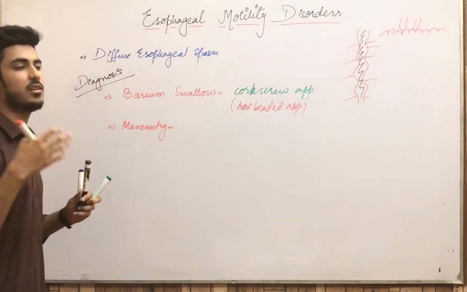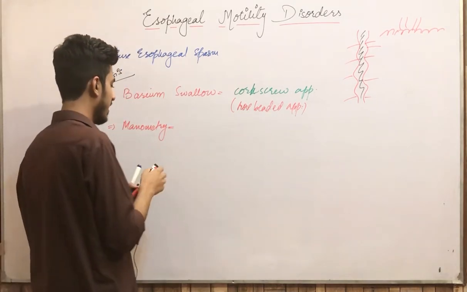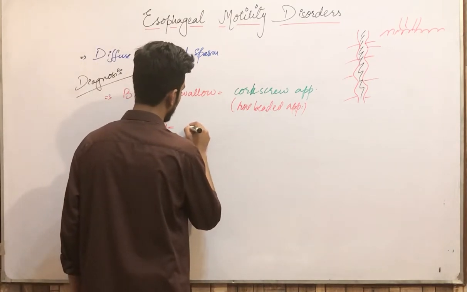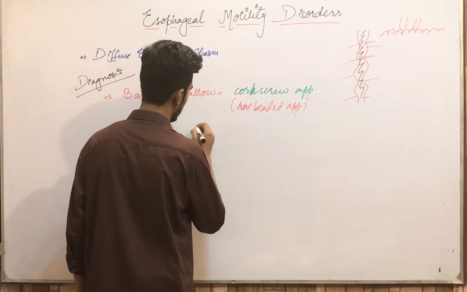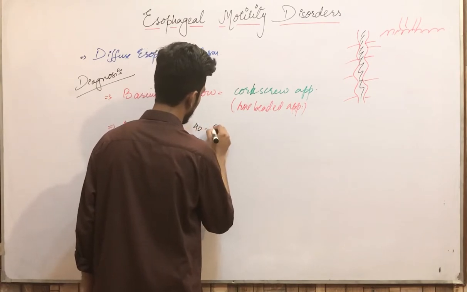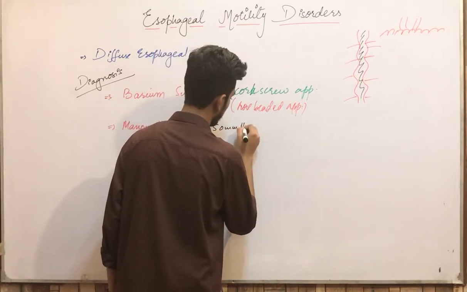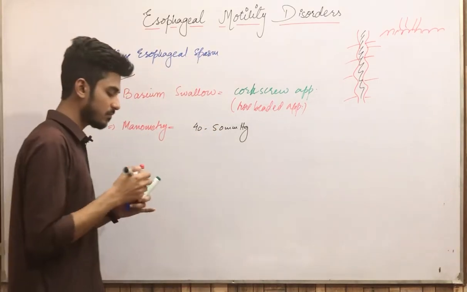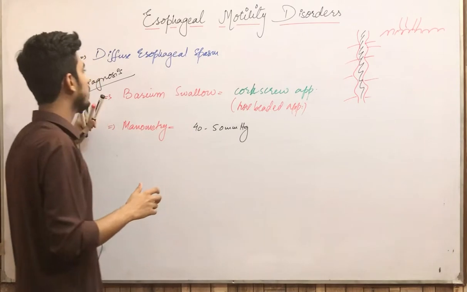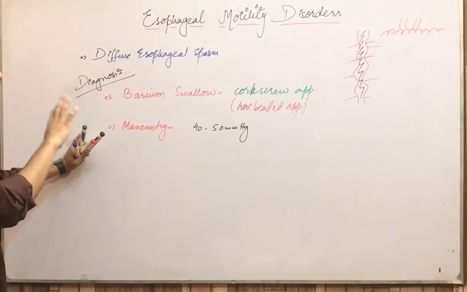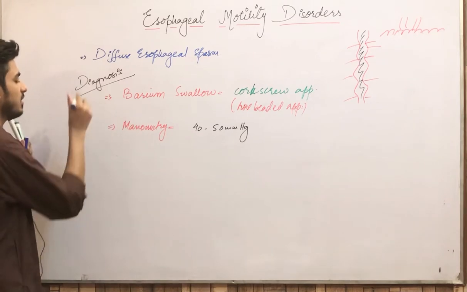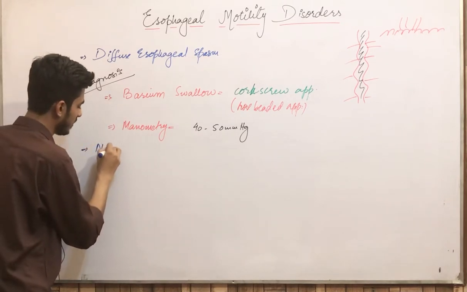On manometry, you will see on the graph recurrent high amplitude waves, peristaltic contractions will occur, and they are of 40 to 50 millimeters of mercury. Clear? So these are the two investigations for diffuse esophageal spasm. These are very short topics, just covering them quickly. Then we have the second one, that is the nutcracker esophagus.